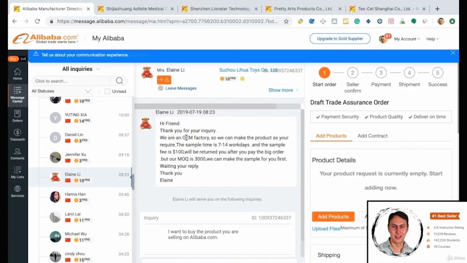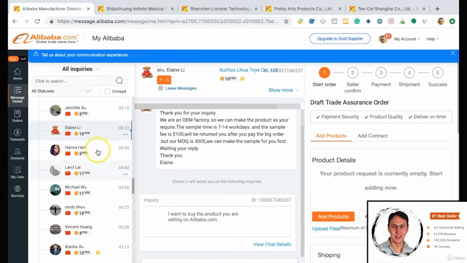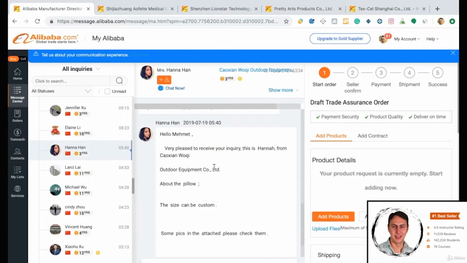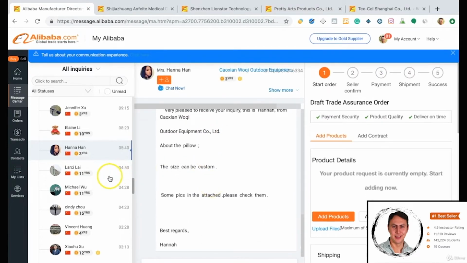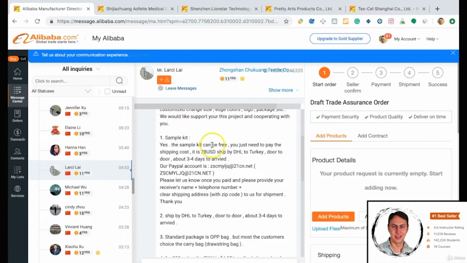Let's continue. We are an OEM company, we can produce each product no matter the size and type, this one is saying. OEM means original equipment manufacturer. The product will be in our hands in 7 to 14 days, and the price will be $100. We already got the price of $38 from another manufacturer, and this one is saying $100. I think it is expensive. Besides, they want 3,000 units for MOQ. It means that if you order at least 3,000 units, they can provide the sample. This company doesn't match our criteria.